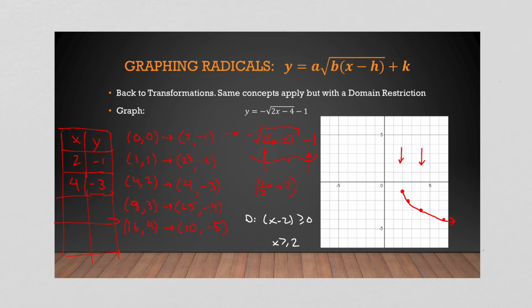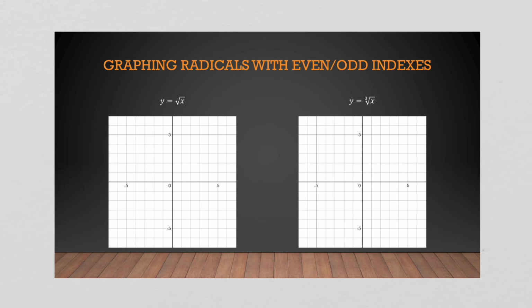If you're feeling really comfortable plotting points and plugging in, you can do that too, but I strongly suggest getting yourself as comfortable as you can with transformations. So what about graphing roots with even and odd index? The important thing for this is your inputs. What can you input into a root while you have a domain restriction?